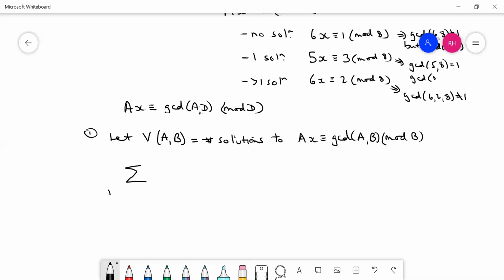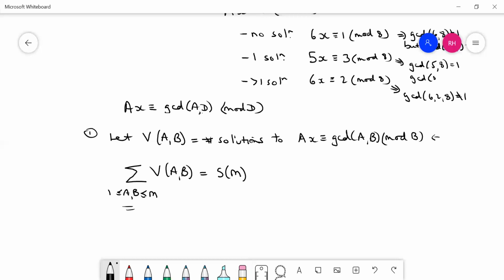So we're going to sum up all these V(A,B)s. So we're interested in summing up all these number of solutions. And here, this is for A and B being between 1 and M. And we'd call that maybe S(M). So the sum over all the M's here of the number of solutions to this.